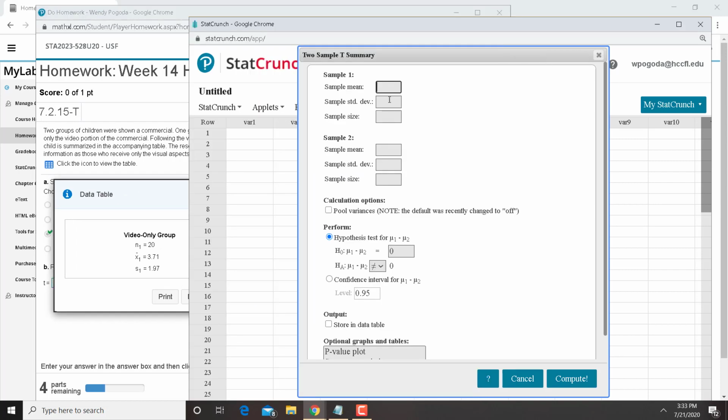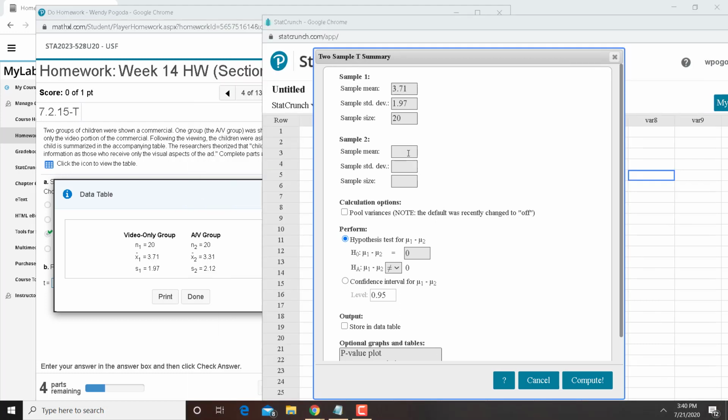For the first group, the sample mean was 3.71, the standard deviation is 1.97, and the sample size is 20. For the second group, the sample mean is 3.31, the standard deviation was 2.12, sample size is 20. It doesn't specify whether or not it's reasonable to pool the variances or not, but for the homework, they assume that the software you're using is going to pool the variances, so just select pool variances.